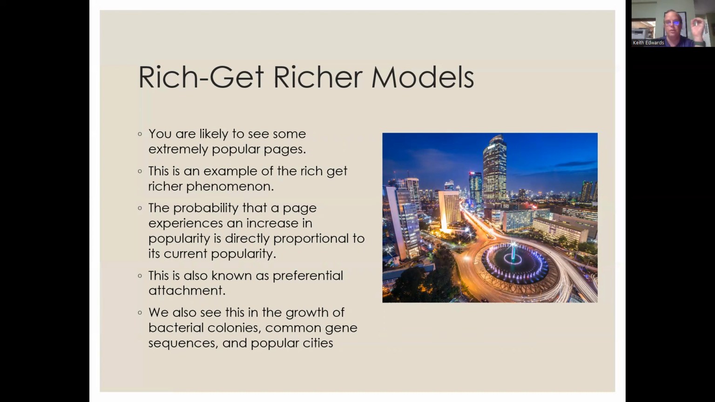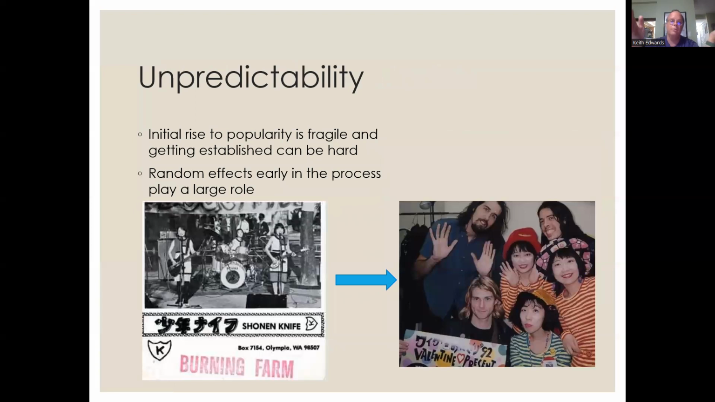But in terms of the rich get richer and who gets popular, there's a bit of unpredictability in the model. So the initial rise to popularity is a pretty fragile thing, and getting established can be hard. Random effects early in the process play a large role. And I'm going to illustrate this with a little discussion of dumb luck that can be involved.